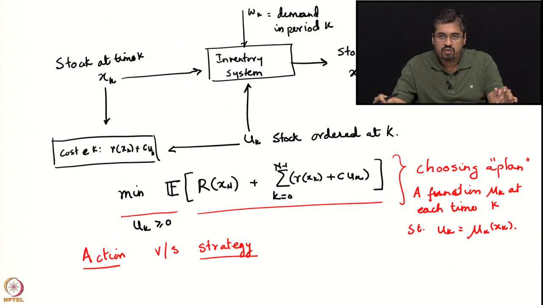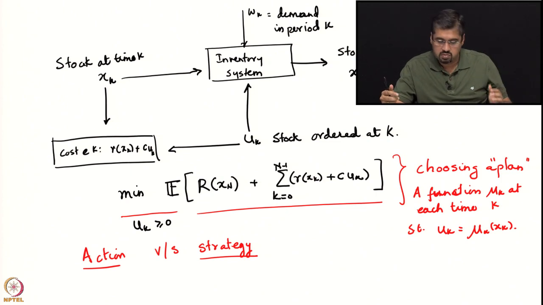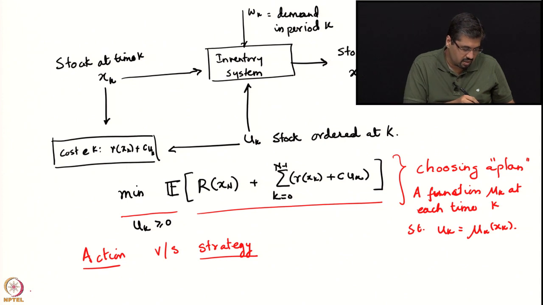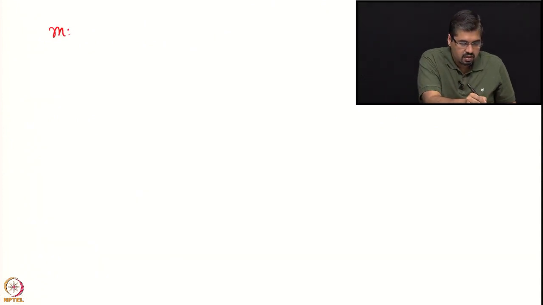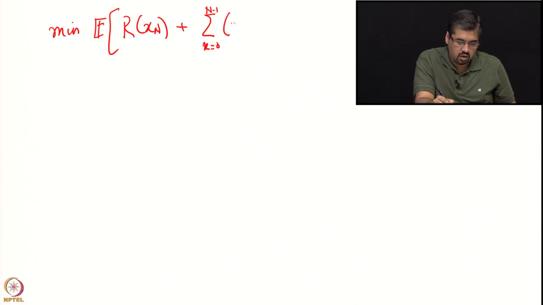So when we are doing closed loop control, when we are choosing the actions as a function of information, the problem that we end up with is one where we have to choose our plans, not the actions themselves. So we cannot choose u k, we need to choose the mu k. The mu k is what is being chosen here. So this problem therefore is that of minimizing. Let me write this problem again. We are minimizing this cost, the expected cost: r of x n plus the summation k from 0 to n minus 1 of small r of x k plus c times u k.